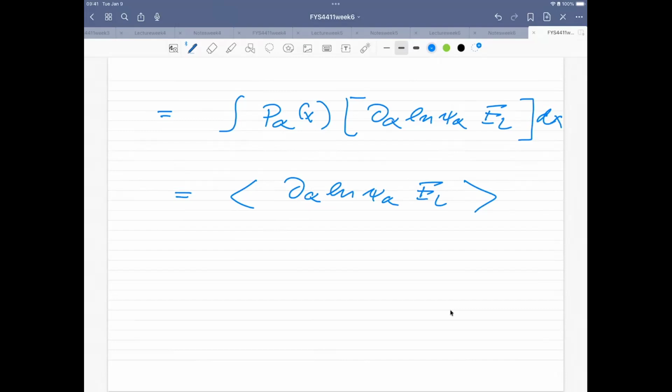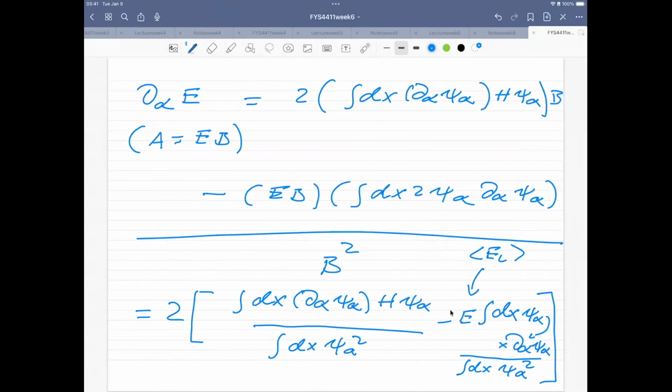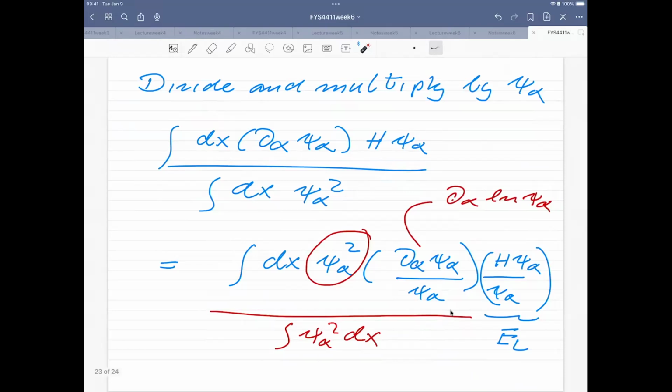Then, so that's one term. Let's now look at the other term which we have here. I mean, we have this term as well. If you look at this term, what you see here is the expectation value of the energy. If you then look at this term, if I now multiply in here with psi alpha and divide by psi alpha, I'm going to get a probability multiplied with the derivative of the log.